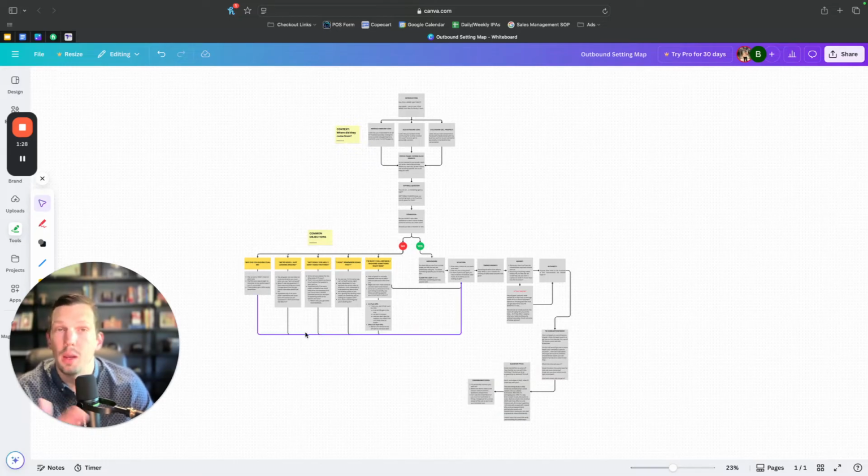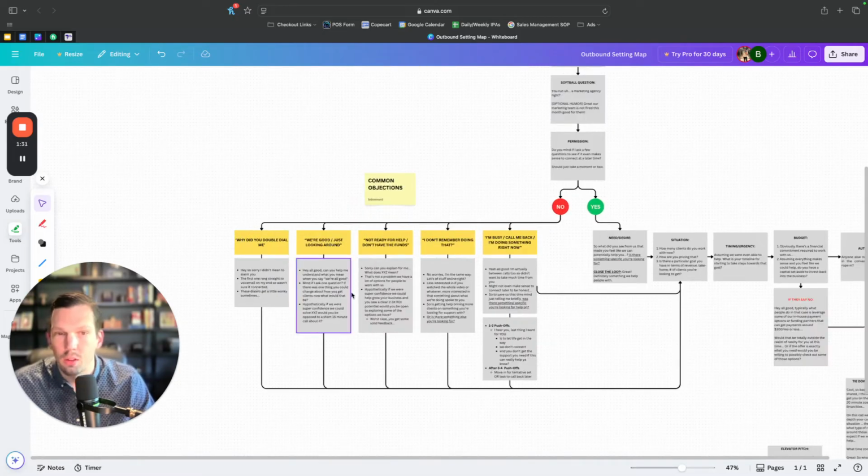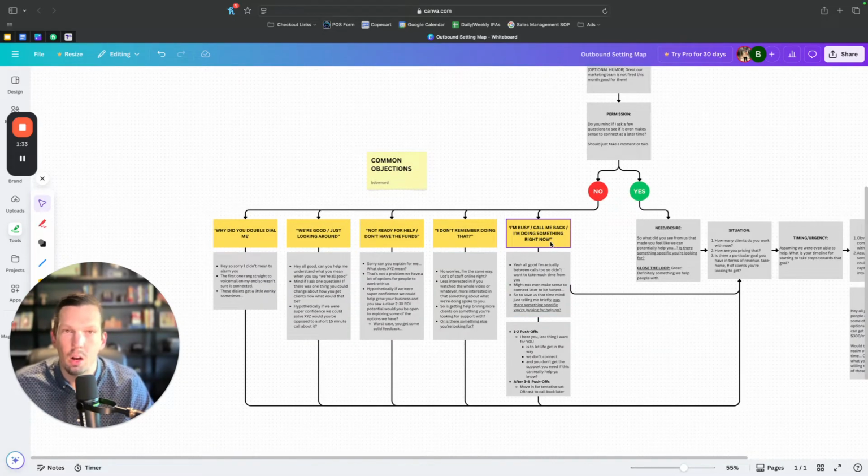Now, of course, you may run into some objections. There's a lot of common objections, like "I'm busy right now, call me back later," "I don't remember doing that," "I don't remember opting into that," "I'm not ready for help," "I don't have the funds," "We're good right now, we're just looking around," and "Why did you double dial me?" This is one of the things we encourage our team to do.